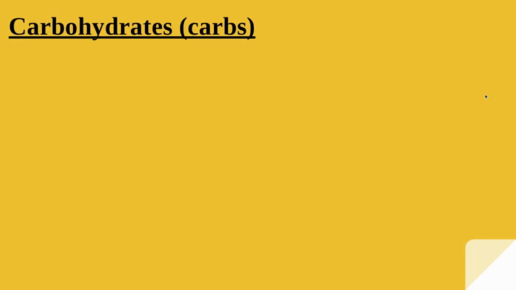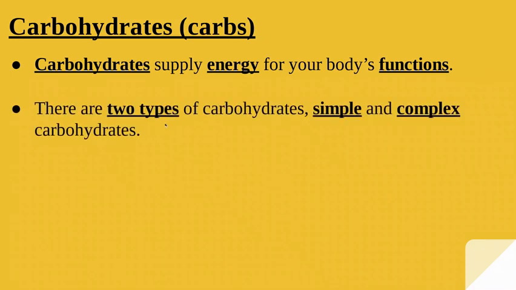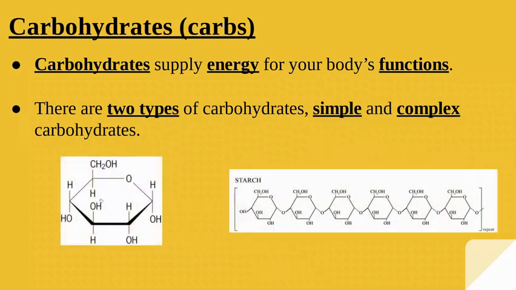Let's first talk about carbohydrates, or carbs, as you may know them. Carbohydrates supply energy for your body's functions. They work in the same way as calories. There are 2 types of carbohydrates: simple carbs and complex carbs. The picture on the left-hand side is that of a simple carb, while the picture on the right-hand side is that of a complex carb.